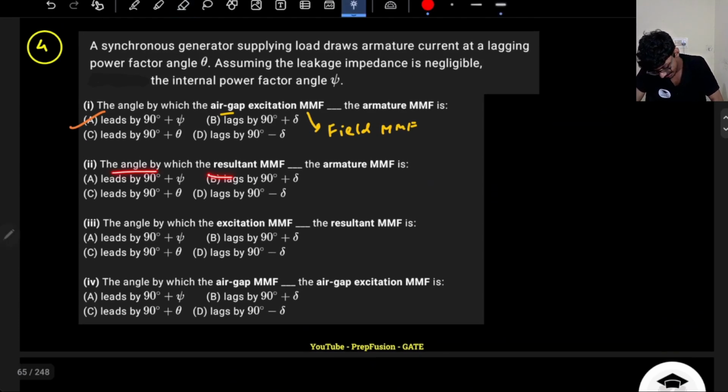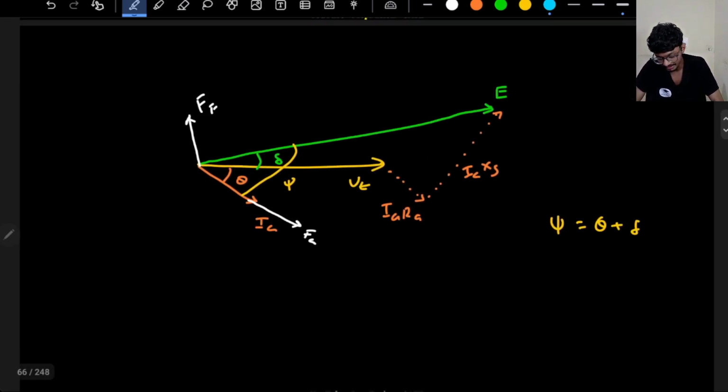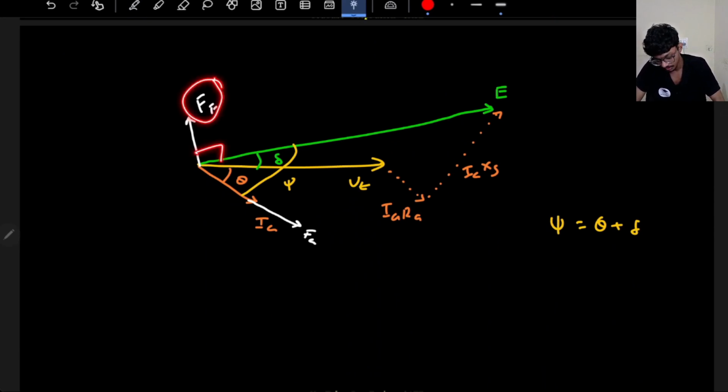Okay, so what are they asking in the second one? The angle by which the resultant MMF leads or lags the armature MMF. So how do I find out the resultant MMF? The field MMF will lead the induced EMF by 90 degrees, right? So what will be the angle of the resultant MMF? Resultant MMF, remember, is a combination of the armature current and the induced EMF.